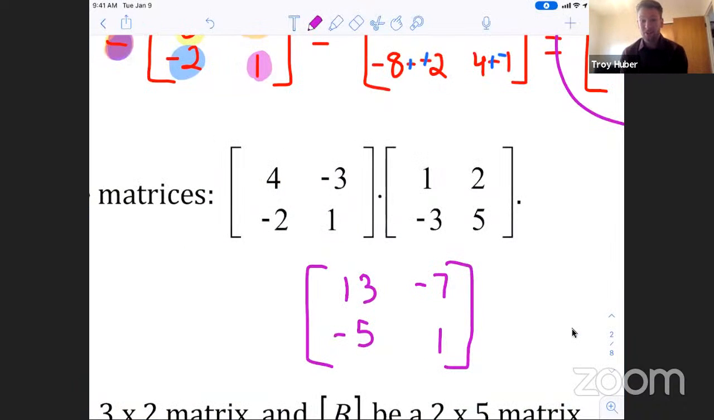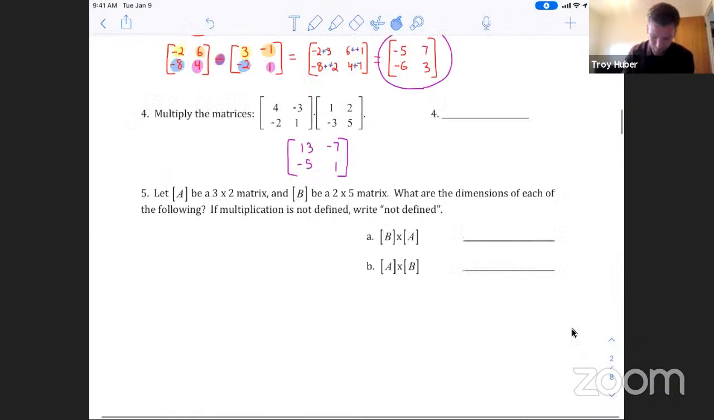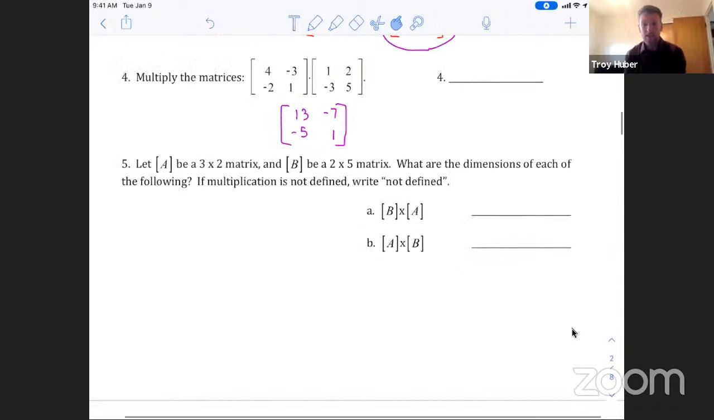That's all there is to matrix multiplication if you're using your graphing calculator, which I highly recommend. All right, this next one sounds like a very challenging problem. It's actually not that hard. Okay, so this one says, let A be a 3 by 2 matrix and B is a 2 by 5 matrix. What are the dimensions of the following? If multiplication is not defined, write not defined.